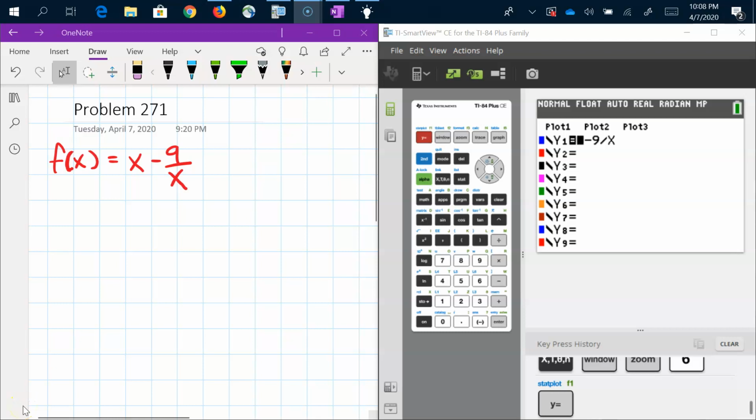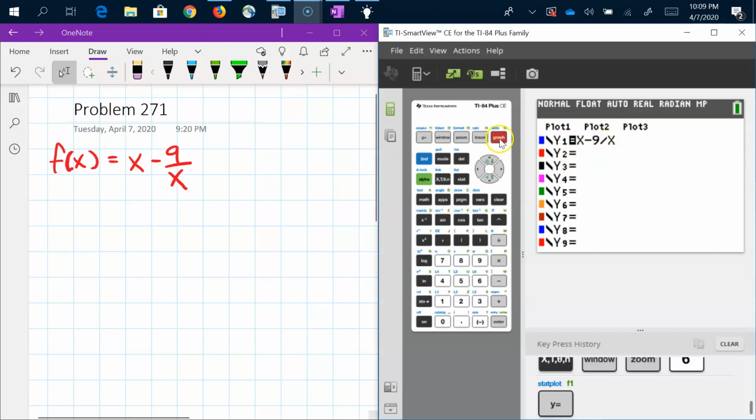Alright, so we are now on section 4.6, which is finding asymptotes and limits at infinity. And our first problem is problem number 271, and the function is x minus 9 over x. Technically this is a rational function, but I've got the function over here on the graphing calculator, x minus 9 over x.